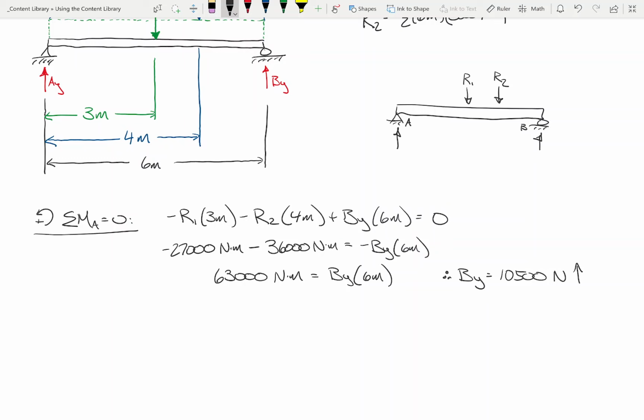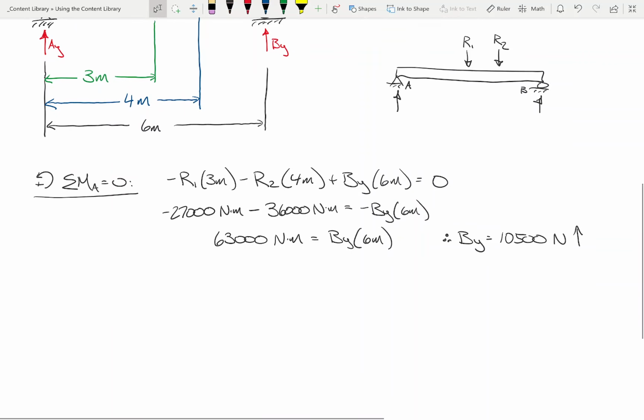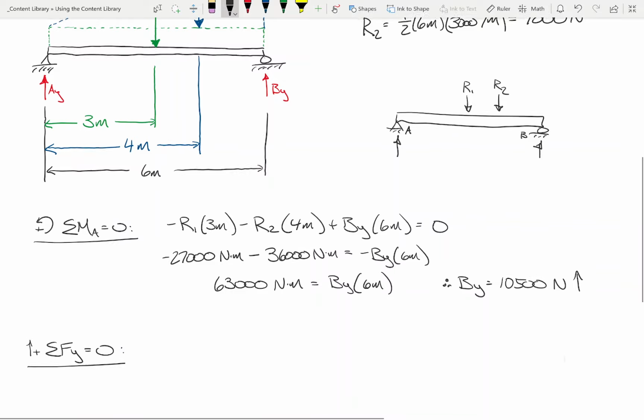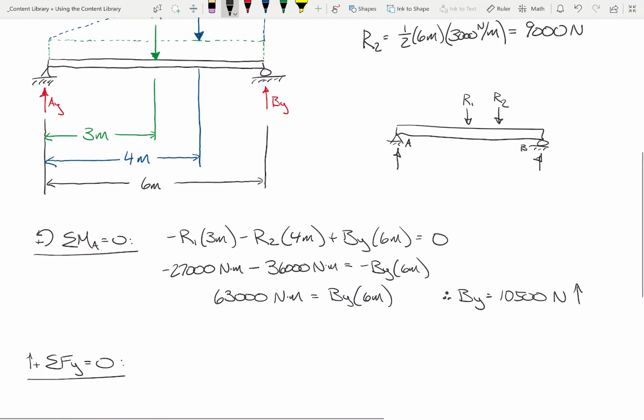Okay. So now we'll sum forces in the y direction. And let's see what we get here. So if I sum forces in the y direction, I've got AY and BY going up. I've got R1 and R2 going down.